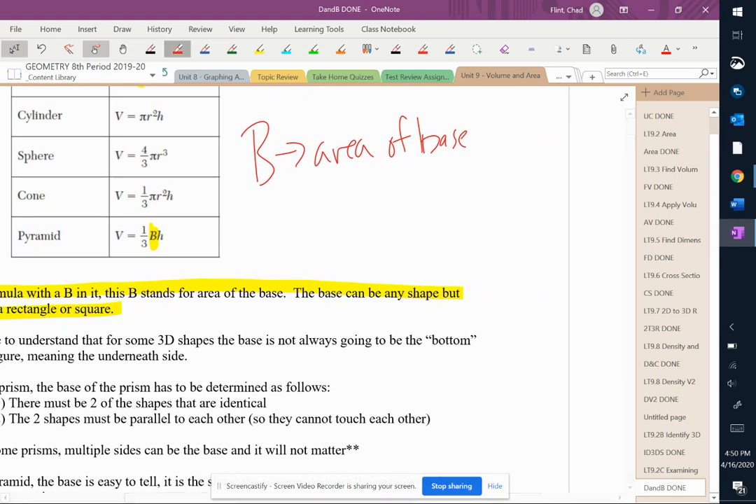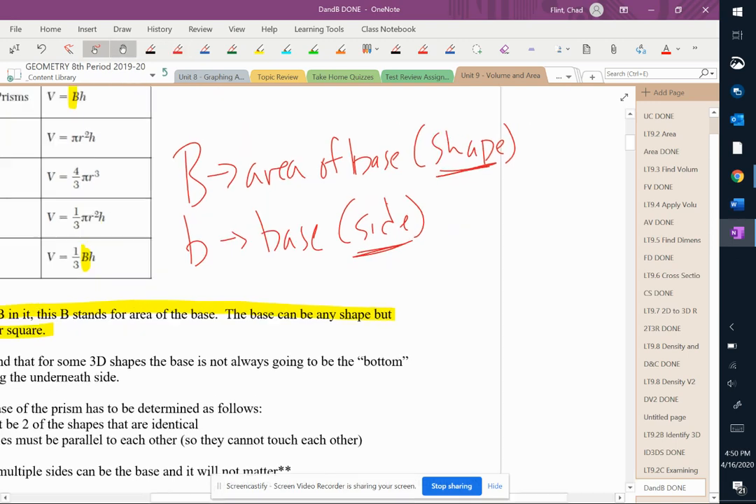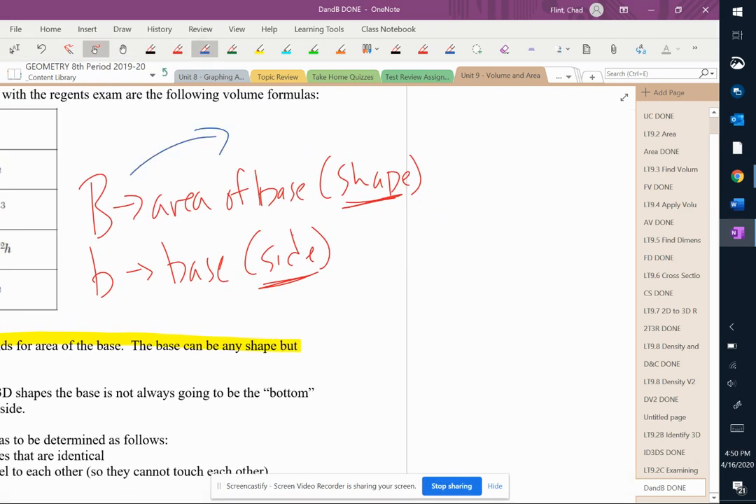It is a shape. In a lot of our formulas that we've used, we have a little b, which means base. That is a side. Okay, those are two very different things, a side and a shape. So it's going to be important not to mix those letters up when we're writing the formula down and when we're actually doing them. I always remember that for the capital B, you need two dimensions.